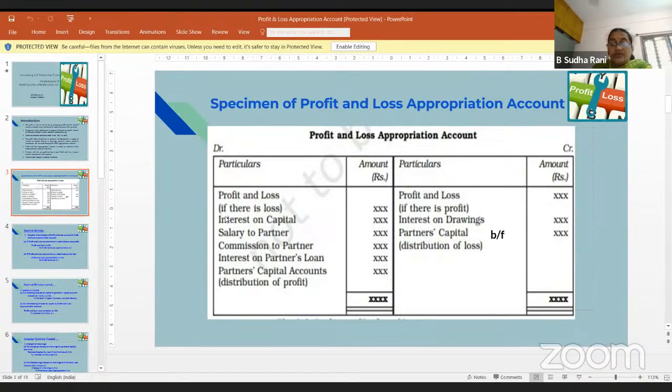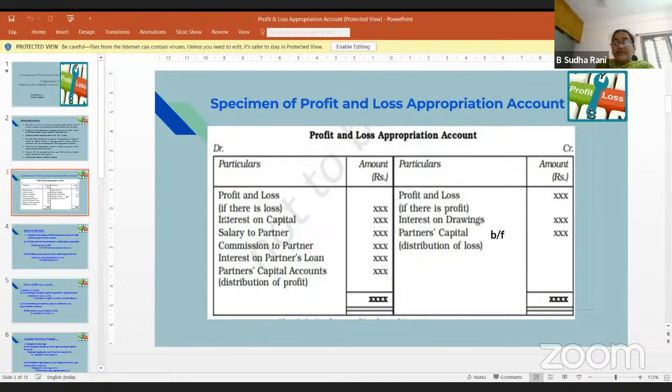So salary to the partner, commission to the partner. Again, a partner may be eligible to get a commission, and that also has to be deducted first from the total amount. Finally, interest on capital. Interest on capital means what? If the partners are getting interest on capital, the rate of interest on capital will be given to you in the question only. Remember, interest on capital is to be calculated only upon the capital of the partners. Say, for example, A, B, C are the partners.